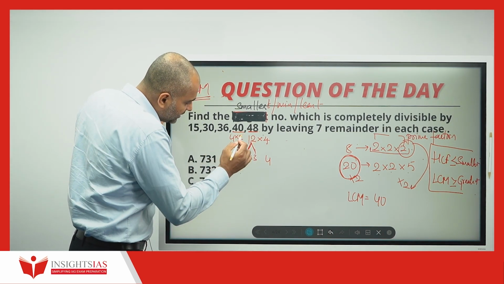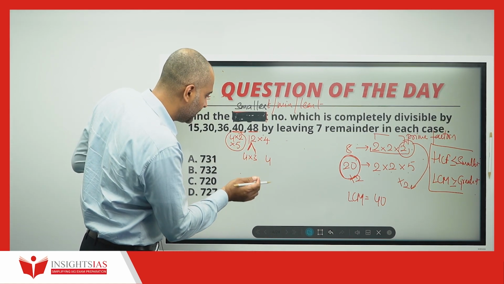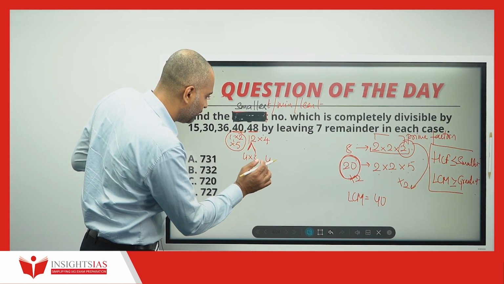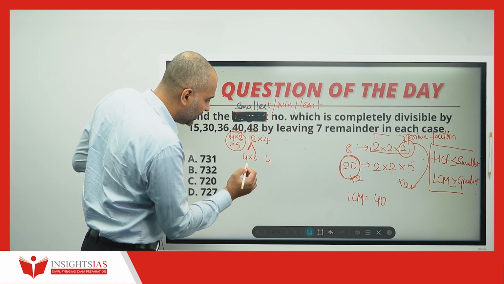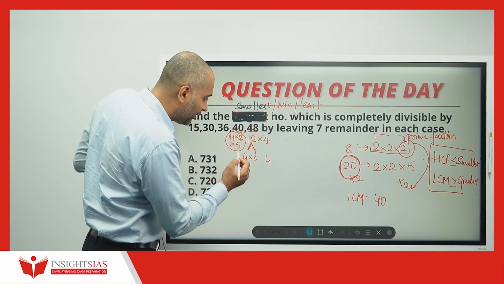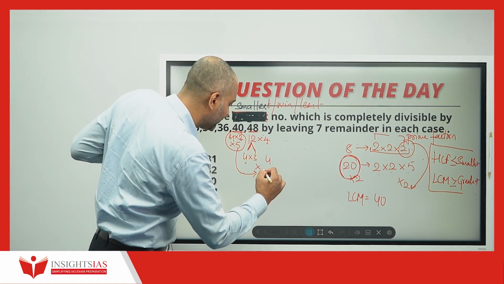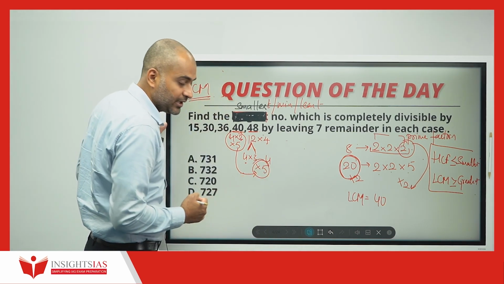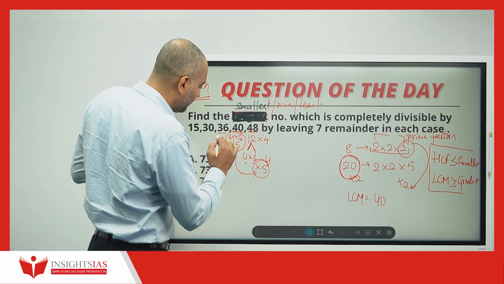When I compare these factors with this one, here we have 4, here also we have 4. Here we have 2, in this 4 we have 2. We do not have 5 here, that is why I am taking this 5 and multiplying here. This 5 I have taken here.